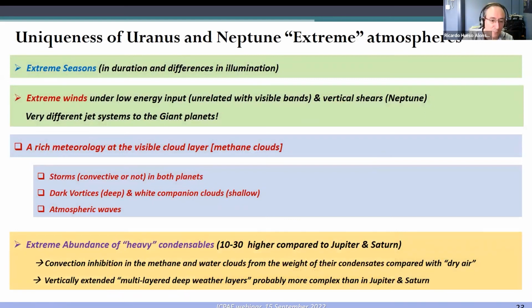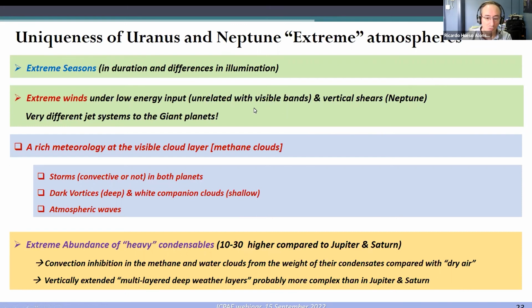So these are unique atmospheres. They have these extreme seasons in duration, differences in illumination. They're going to affect mainly what is happening above the tropopause, in the distribution of hazes. Also, the amount of condensation nuclei can change there. We have extreme winds, even though we have low energy input. These extreme winds change very slowly from one latitude to the other in a smooth way, so they are unrelated with the visible bands. And we have vertical shear in Neptune.